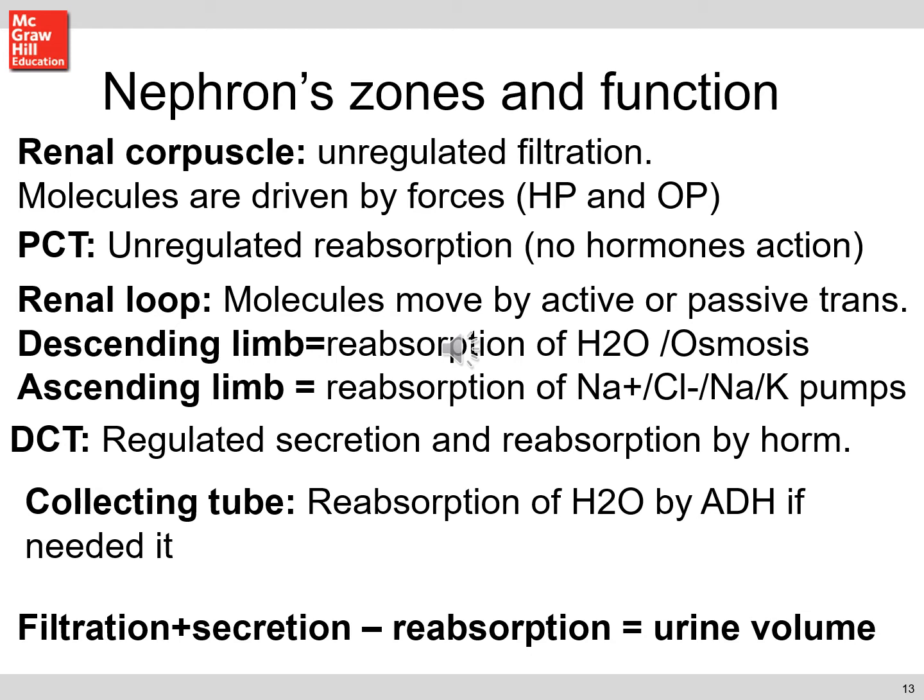One is the descending limb that is coming from the proximal convoluted tube going into the deepness of the medulla. The function of this descending limb is reabsorption of water by osmosis. Following the descending limb, we have the ascending limb, which goes from the deep of the medulla all the way back to the cortex, and the function is reabsorption of sodium using the sodium-potassium pumps.